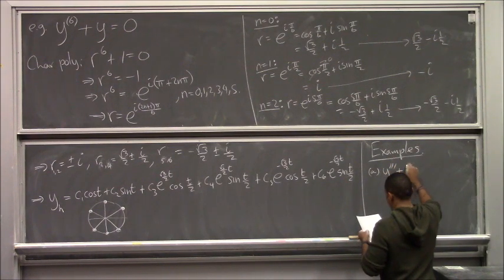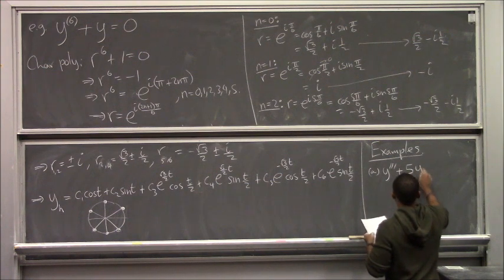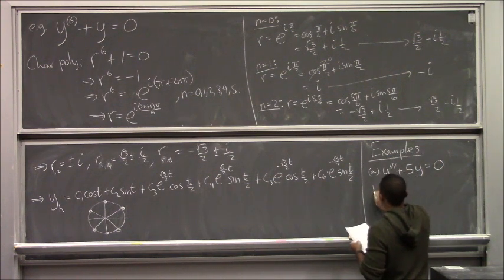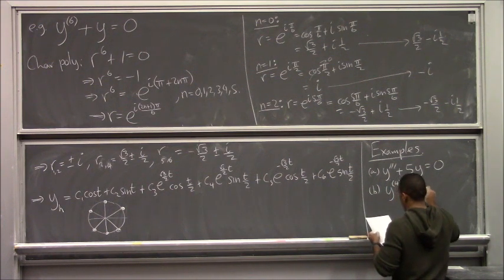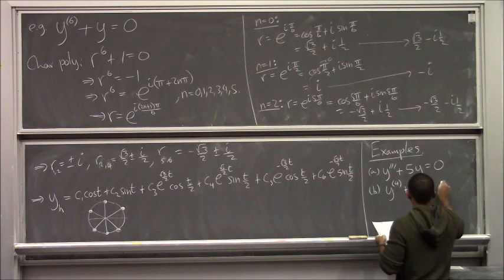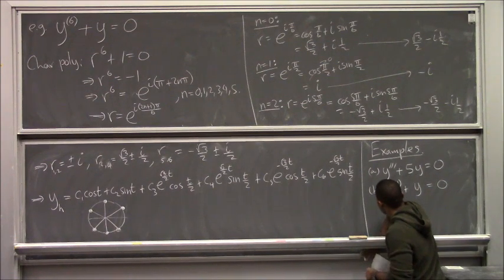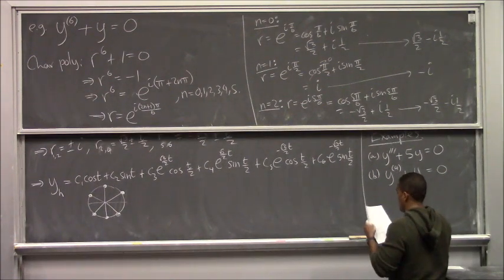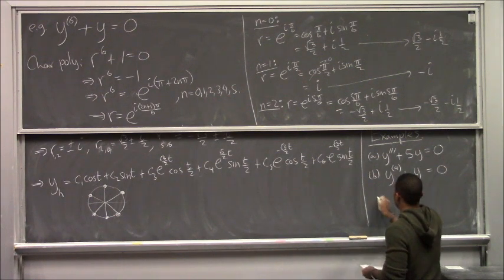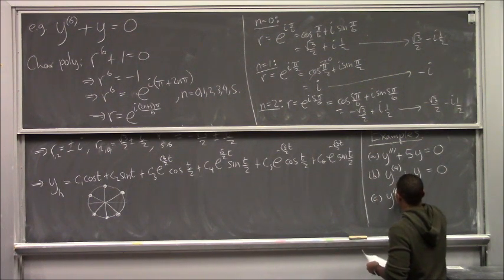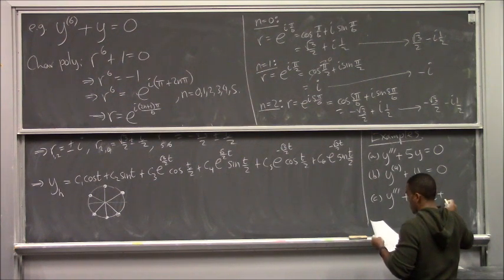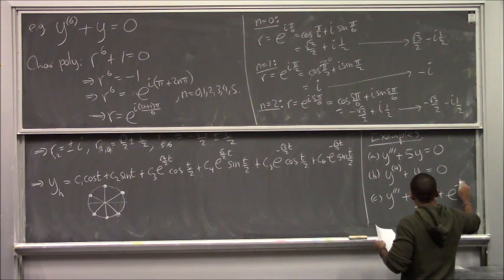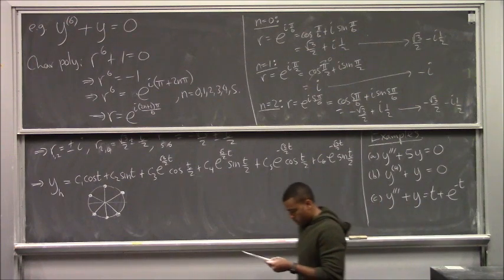A: y triple prime plus 5y equals 0. B: y to the 4th plus y equals 0. C: y triple prime plus y equals t plus e to the minus t. Try those for the next time.